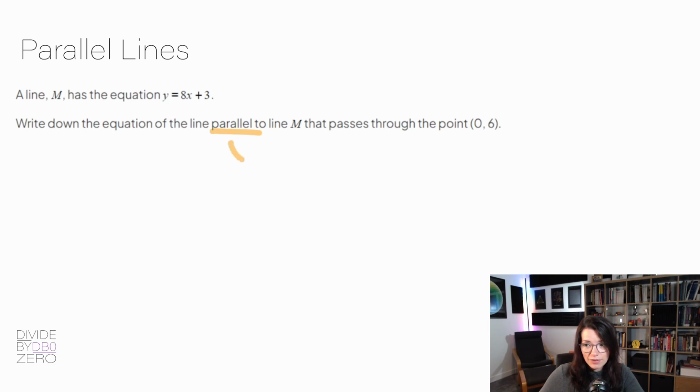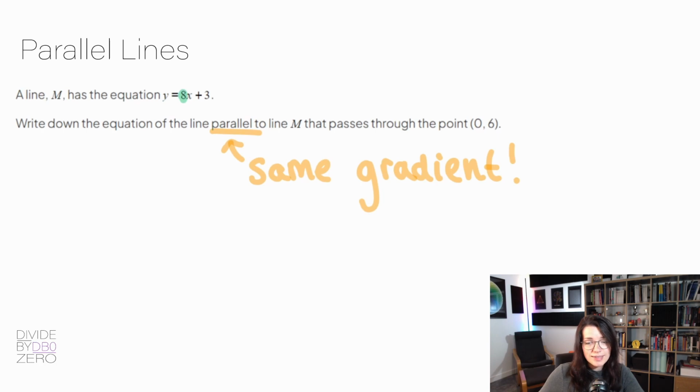As soon as we see parallel in the context of straight lines, then we can make a note to ourselves, same gradient. What is the gradient in this case? Well, looks like there's an 8 in front of the x, and it is in that y equals mx plus c format, so that's good. So we'll use the same gradient, y equals 8x plus c, and in this case they've actually given us the y-intercept directly as well, because they've told us that the line passes through the point 0, 6. Because the x-coordinate is 0, it means that's the y-intercept, so we can go ahead and just write y equals 8x plus 6, and we're done.